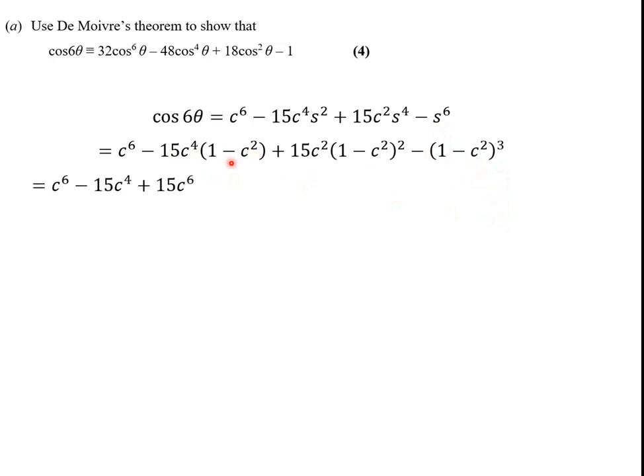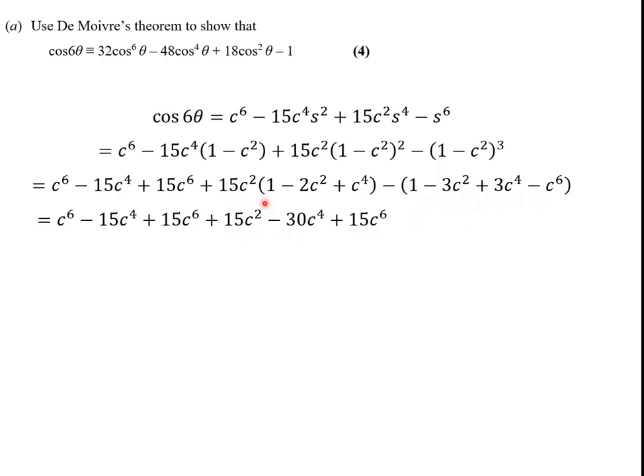This one here is alright, just multiply by 15c to the 4. This one, I'm going to square it and multiply by 15c squared, because I'm doing further maths. And the last one is just cube it. And then I'm going to multiply by 15c squared, I get that. This one, just change the sign.